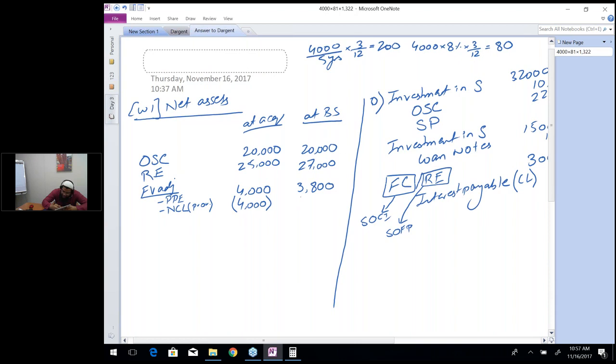So the value at the balance sheet date of the provision is going to be 4080, and as it is a liability, I'm going to write it as a negative value.